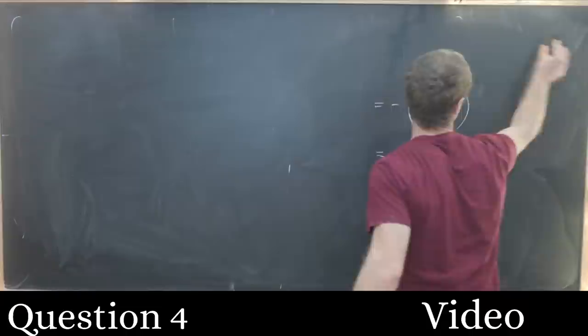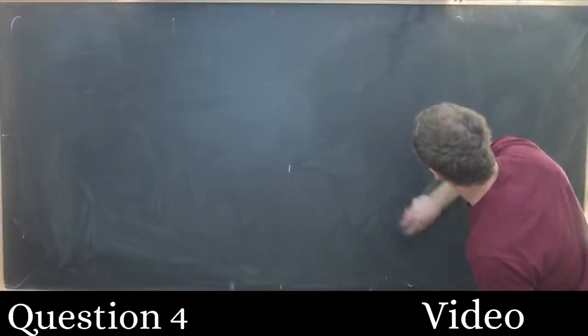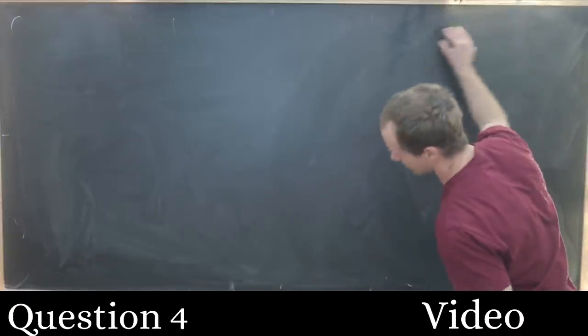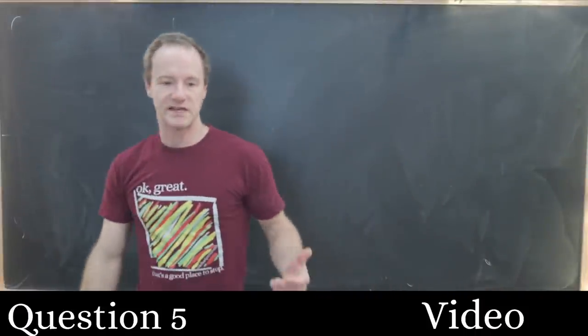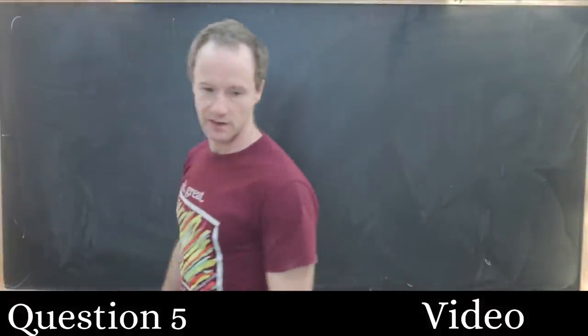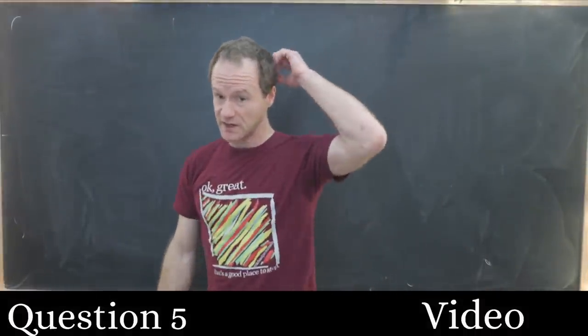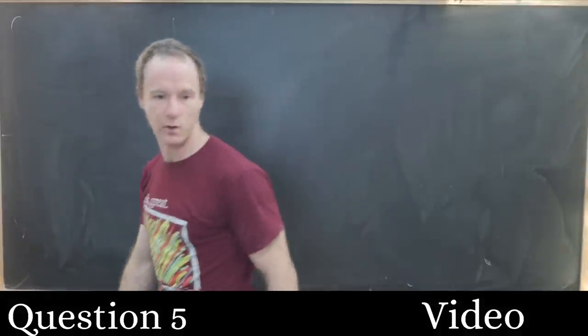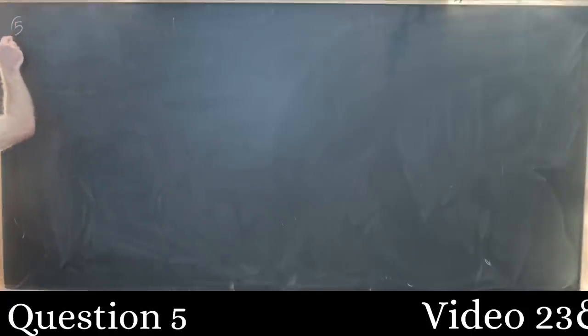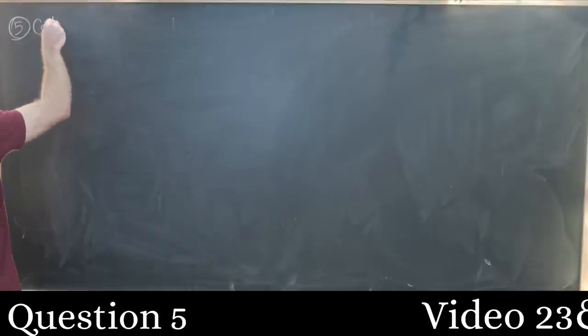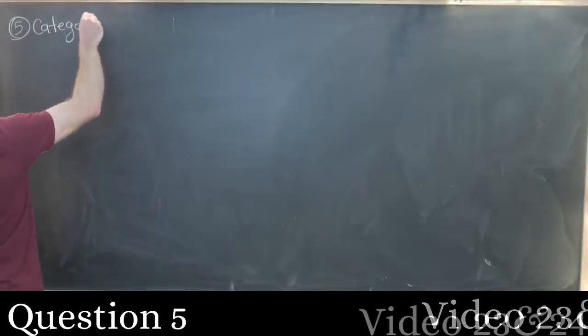Okay, so the next problem is one of my favorite types of problems regarding quadratic reciprocity, and that's deciding what types of primes admit certain numbers as quadratic residues. This comes from videos 23 and 24. So let's see, what number is this? 5.